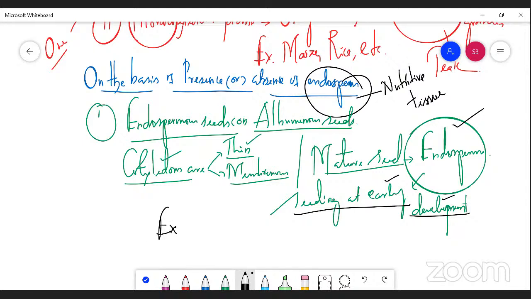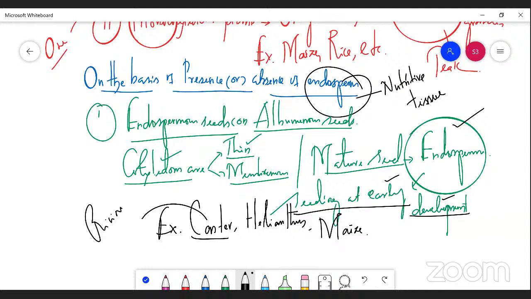Examples: castor, then helianthus, and one more example is maize. So the examples of albuminous seeds are castor, Helianthus annuus, which is the sunflower seed, and maize. Those are considered endosperm seeds.